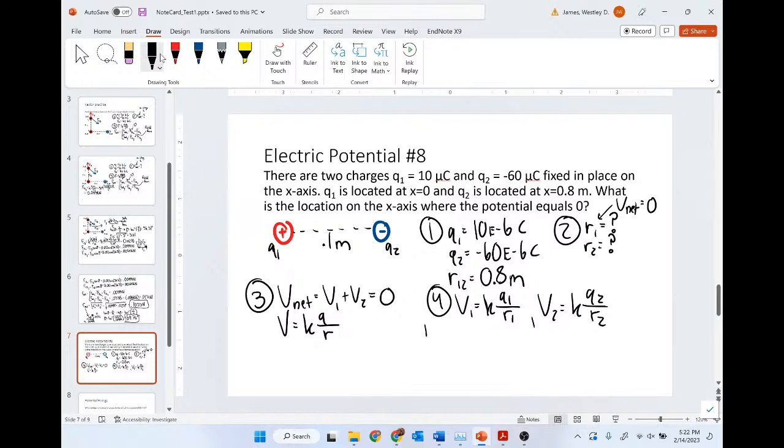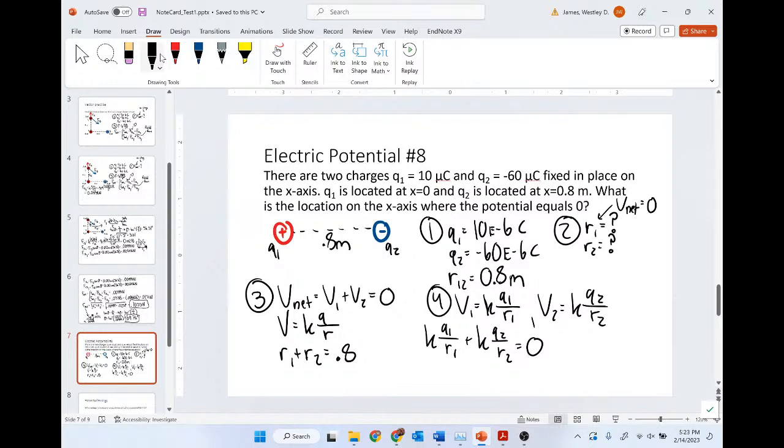So V1 plus V2, so K Q1 over R1 plus K Q2 over R2 equals 0. As it stands, we cannot solve this problem because R1 and R2 are both unknowns. If you have two unknowns, one equation, it's a no-go. You need one unknown, one equation. So this is where we're going to use R1 plus R2 equals 0.8. That same strategy we've used for like 3 different problems now.